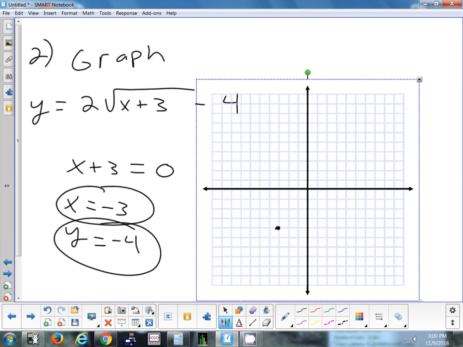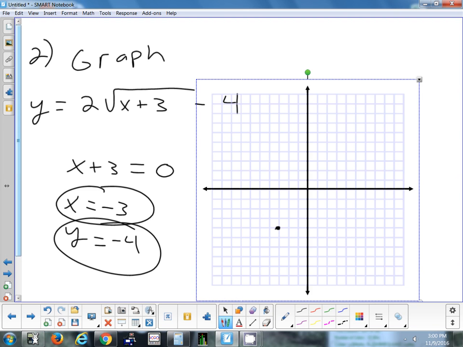And because it's a starting point, we're only going to test x's in one direction. So should I test x's that are bigger than -3 or smaller? Bigger. Yeah, it's got to be bigger. Because if you plug in a number smaller than -3, like -10, you'd end up with the square root of a negative, and it's imaginary. So let's pick some values bigger than -3. 0. You could do 0. I would do 1.